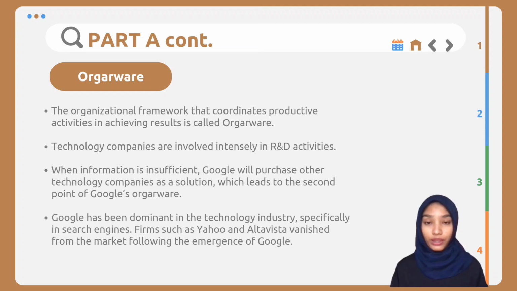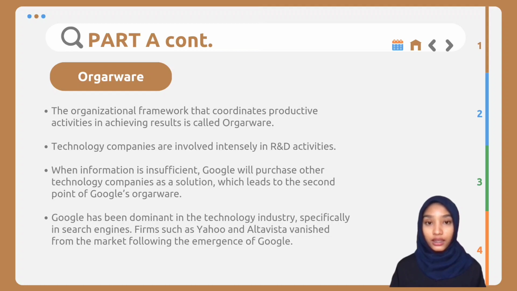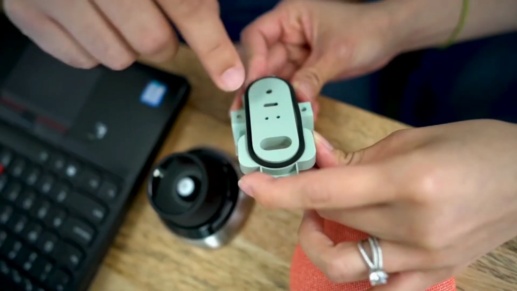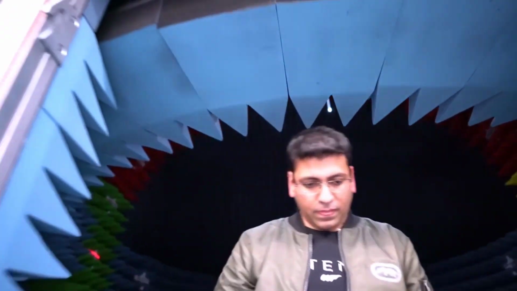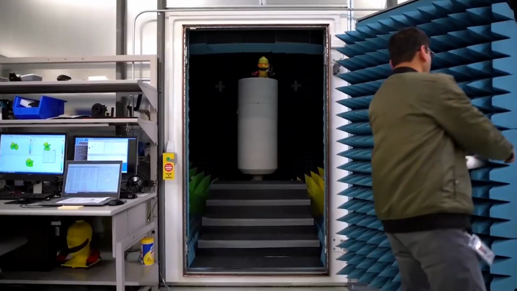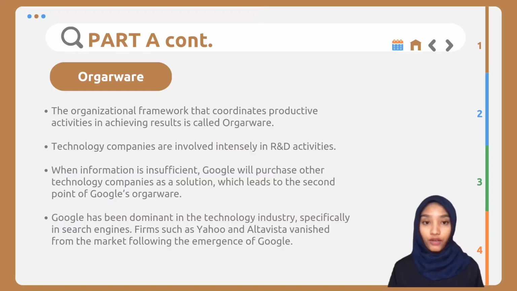Next, we will look at the third component of technology, which is orgaware. The organizational framework that coordinates productive activities in achieving results is called orgaware. Through the case study, the activities that reflect the statement are seen in the R&D activities and firm acquisition to sustain each dominant competitive advantage. In general, technology companies are involved intensely in R&D activities. R&D activities are crucial in a technology firm, especially a firm as big as Google, as R&D activities examine the various fields of technology with the aim of improving it.